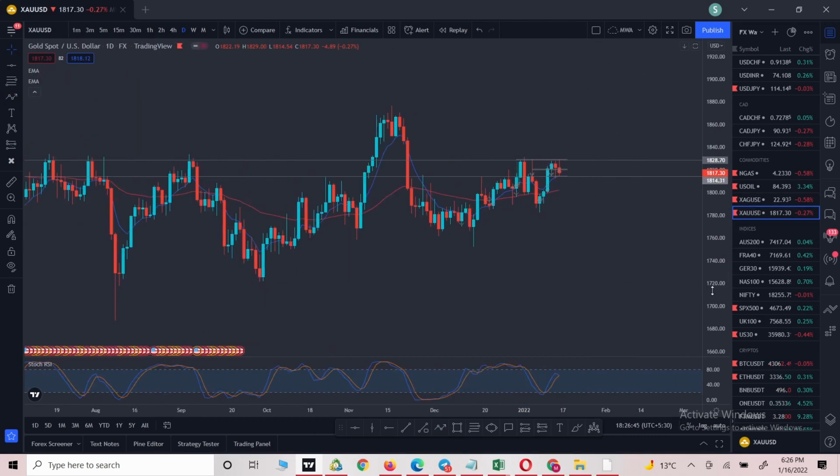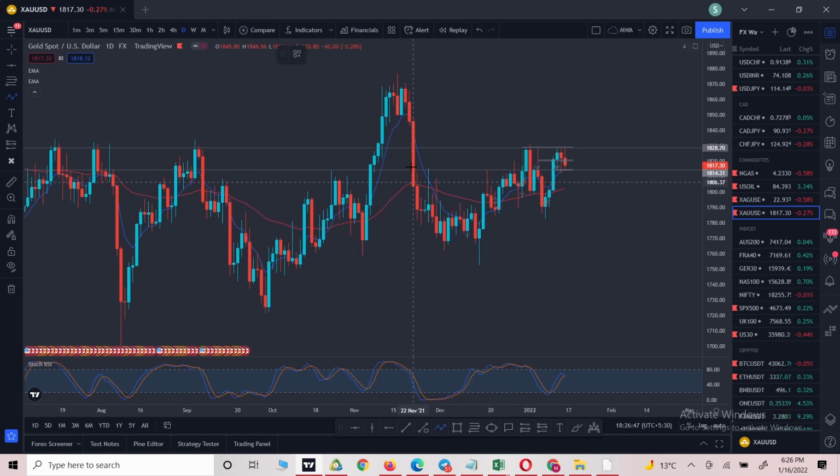So now let's talk about the gold. Gold, starting from here, we have the low, lower high, lower low, lower high, kind of double bottom or the same low. Then we have the higher high, higher low, higher high, higher low, higher high, lower low, lower high, lower low, and right now the price broke and closed above the previous high. So we are kind of retesting this area.